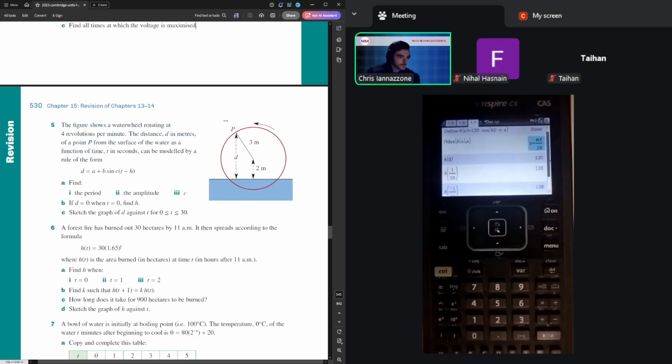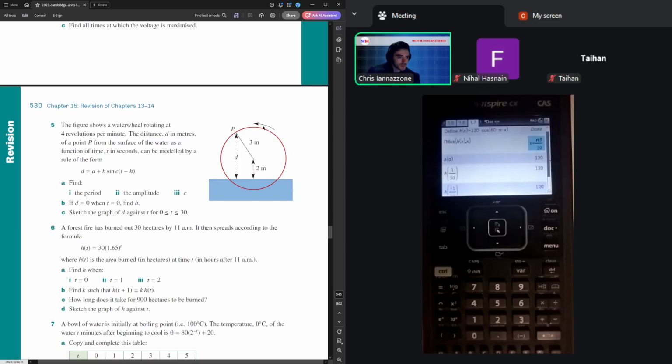Question 5. Figure shows a water wheel rotating at 4 revolutions per minute. Distance d in meters from a point is... oh, okay, cool. So the distance is given by this equation, which is fully unknown. And so distance in meters from a point P from the surface of the water. Yeah, okay, that makes sense.